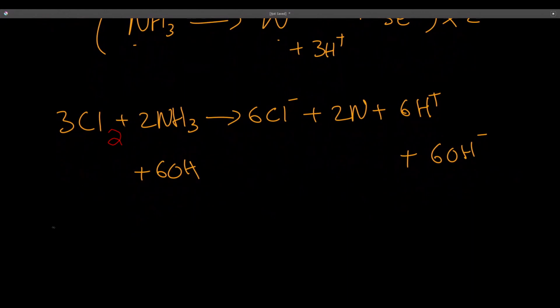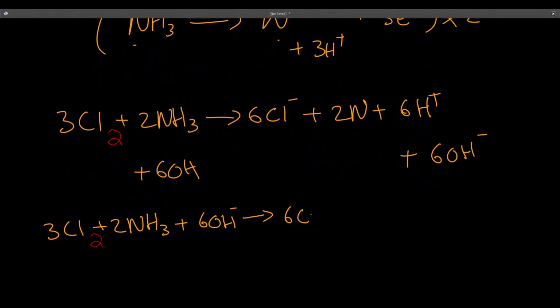which will give us 3Cl2 plus 2NH3 plus 6 OH minus gives 6Cl minus plus 2N plus 6H2O. Now, if there was H2O on this side, we would have to cancel it out, but since there isn't any, this will be the final answer.